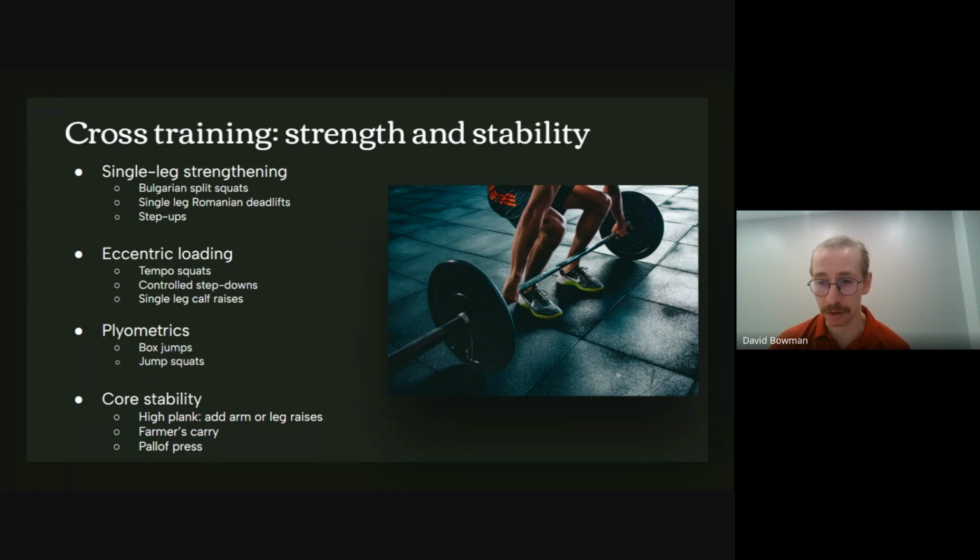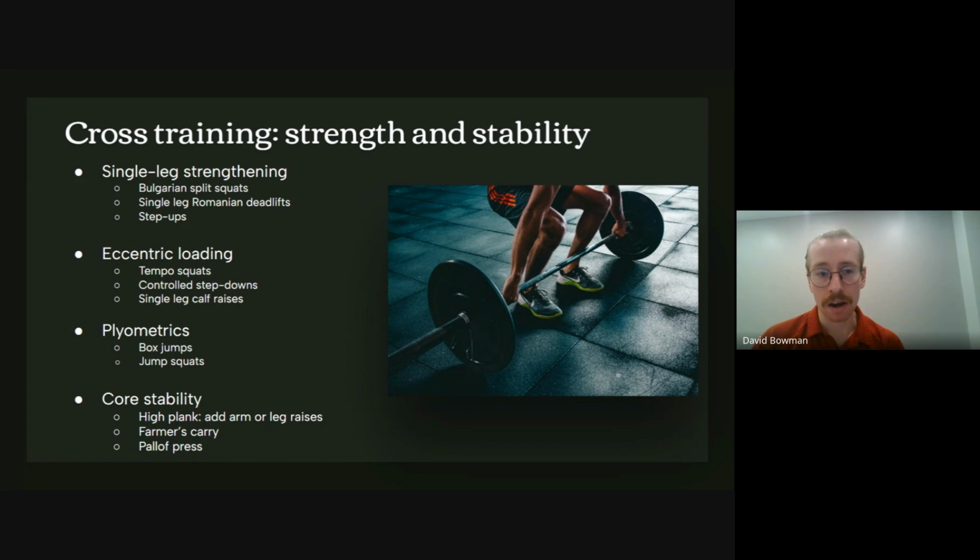Controlled forward step downs, where we're focusing on keeping good alignment between our hip, knee, and our toe, and single leg calf raises. And we can even do these over the edge of a step where we come up and then lengthen the calf out under load as we come back down. So we're getting a strengthening and lengthening effect at the same time.